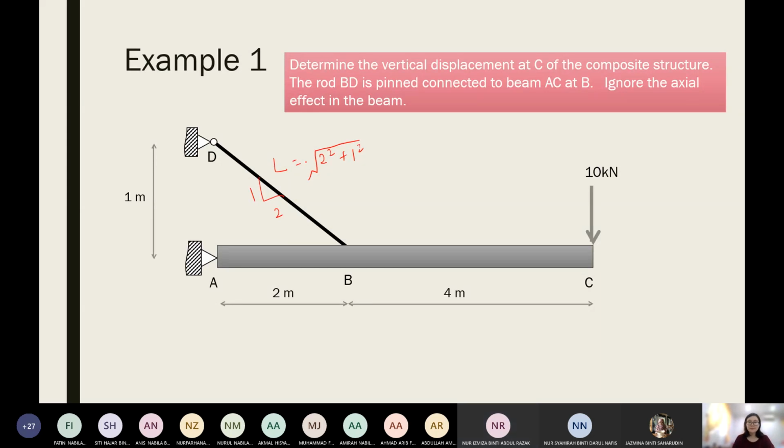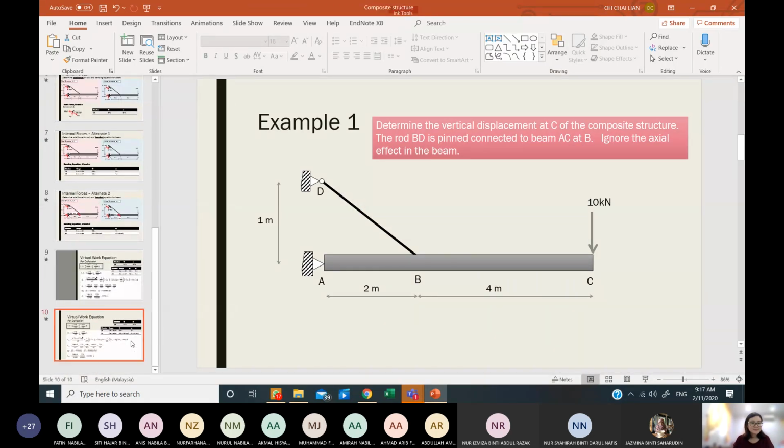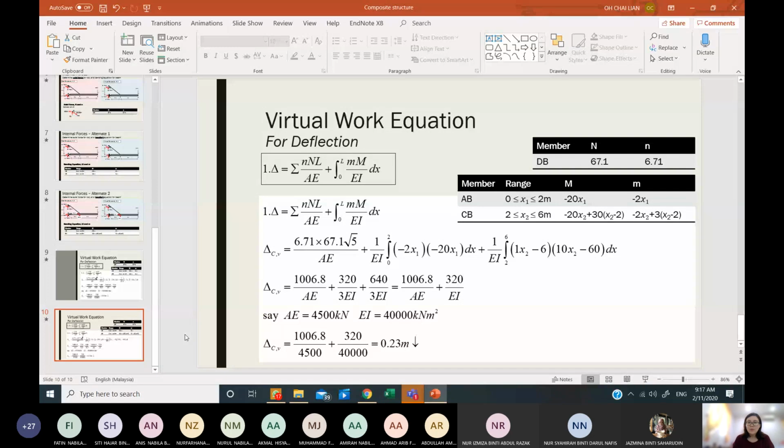Okay, any other questions for this? Okay, if the axial effect is not ignored, you need to consider that. What do you need to do?